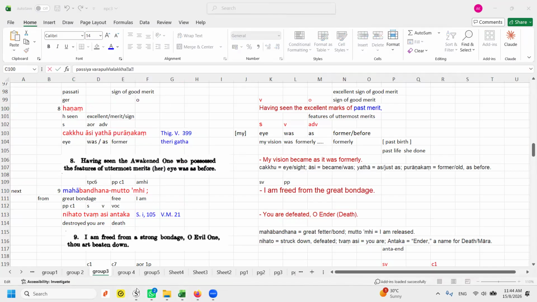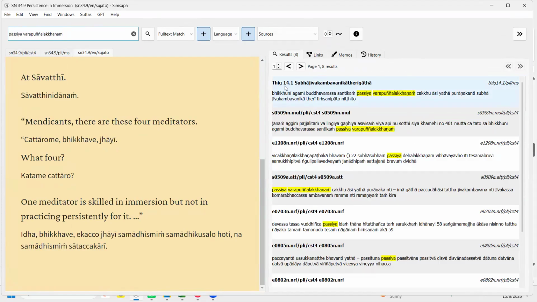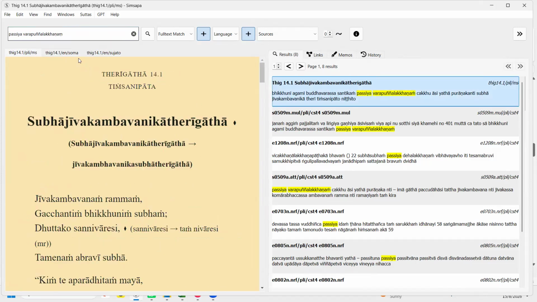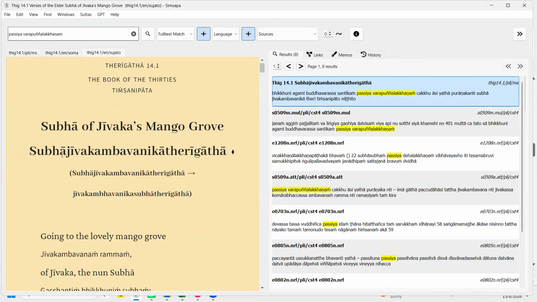See? Oh, 14.1. 14.1 is under Subajiva Kamba Vanika. Okay. So the lady's name is Suba Jivaka.